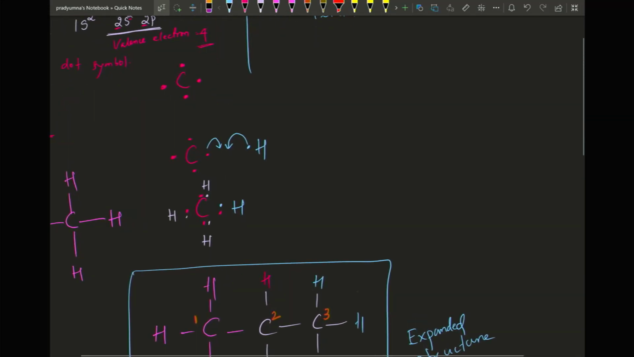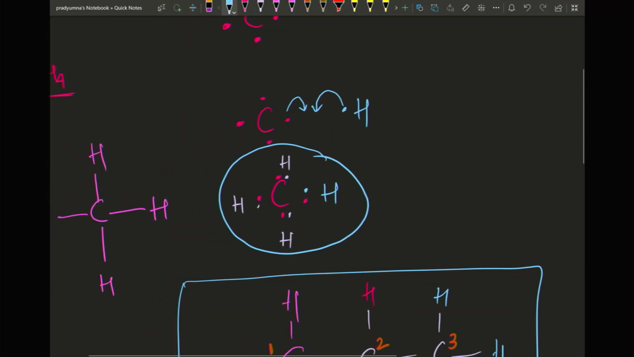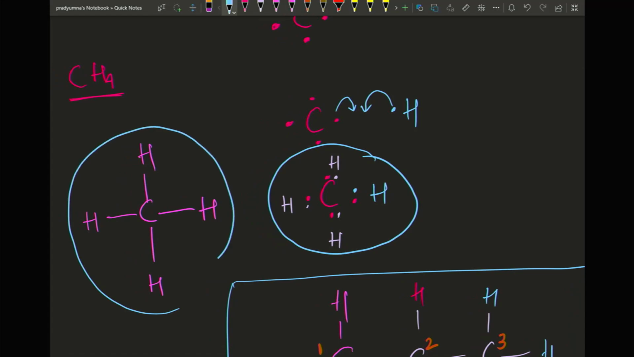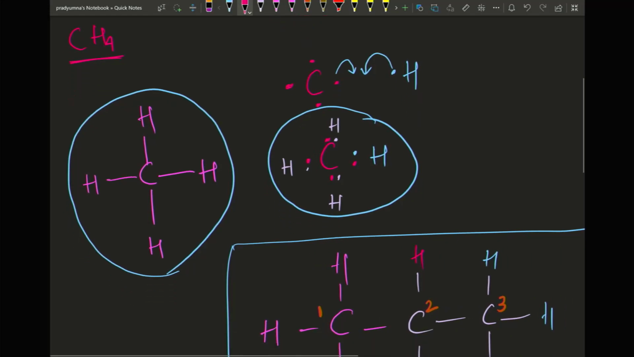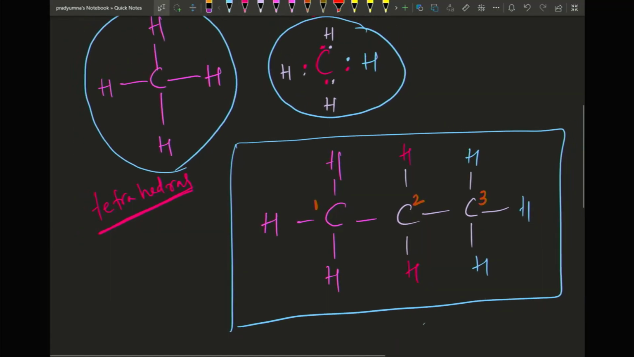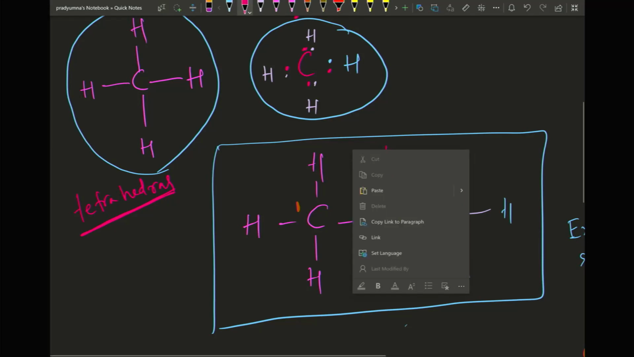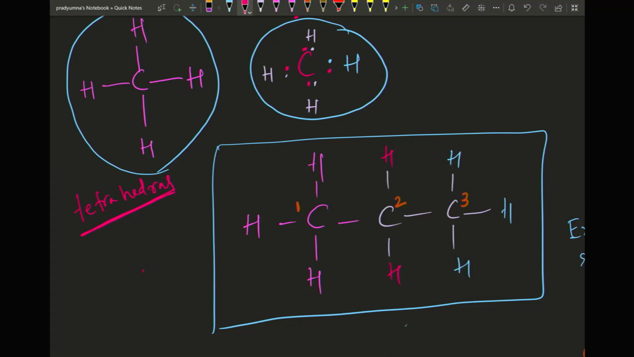So let's go back here. You should revise your 103 or 101 or Gen Chem 1 concept: what is the structure of CH4, methane? The structure of methane is tetrahedral. So what is a tetrahedral structure? Think of this as a tetrahedron. It's kind of hard to draw here. Maybe I wish I had a model I could have shown you in the class.